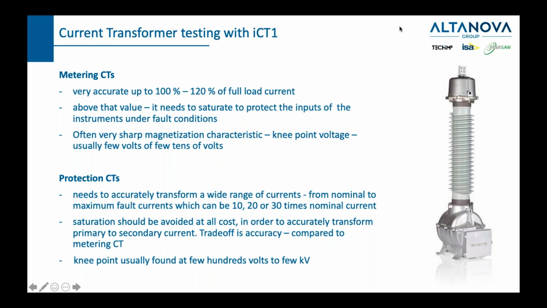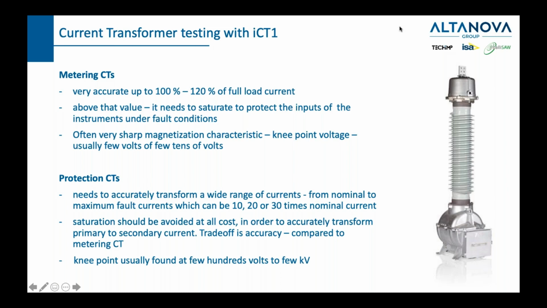As we said, they need to function perfectly when there is a fault. And when there is a fault, the currents are 10, 20, or 30 times bigger than the nominal current. If the nominal current is 100 amps, then when you have a fault, it can easily be 2000 or 3000 amps. The saturation should be avoided at all costs.